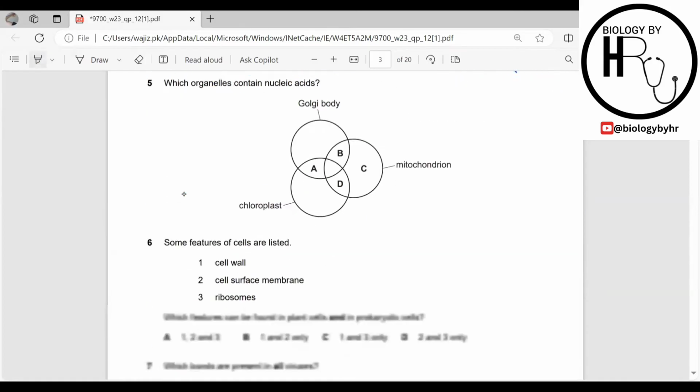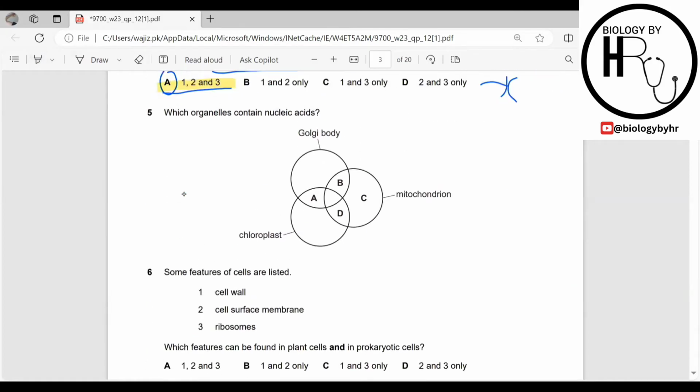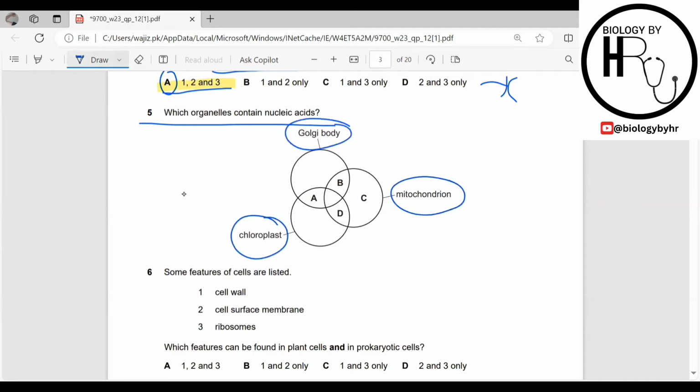Question number 5 is saying which organelles contain nucleic acid. The options here are given as chloroplast, mitochondrion and Golgi body. We all know what the Golgi bodies basically are. They are stacks of curved flattened sacs, right? Like this. They do not contain nucleic acid. Golgi body does not contain nucleic acid.